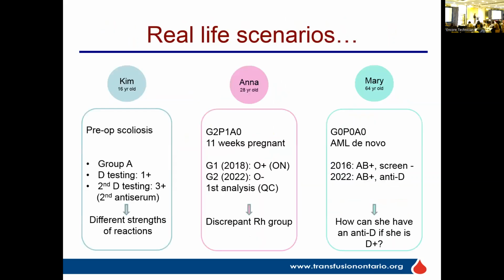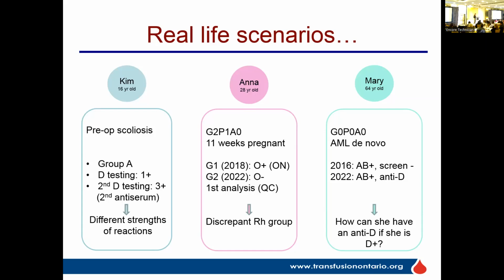So before going further, I will expose 3 real-life scenarios, and we'll discuss this a little bit along the road. The first patient is Kim. She's a 16-year-old patient from whom a group and screen was requested by the physician before a surgery for scoliosis. So she's group A, straightforward. When we do the D typing, she is 1+. So according to the blood bank policy, they tested with a second antiserum, and this time she's 3+. So you see that there are different strengths of reaction for the same sample. What should we do?